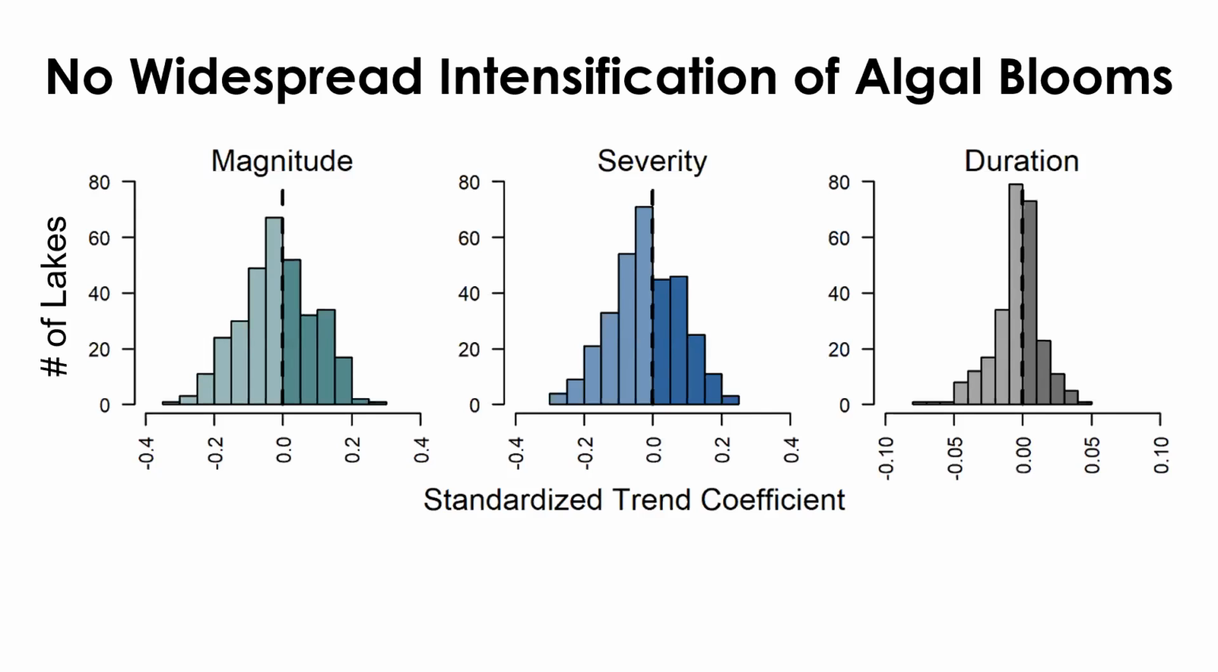And so a key thing to take away just from looking at this is these are not highly skewed distributions. They are not skewed all the way to the right, which we would expect if there was this widespread intensification of algal blooms. Instead, they're pretty normally distributed and centered near or around 0. And so this is our first piece of evidence that there's no widespread intensification of algal blooms in the recent period in these 323 lakes.